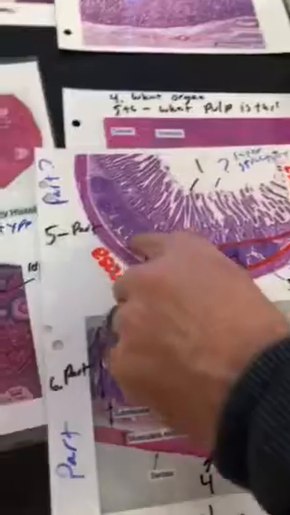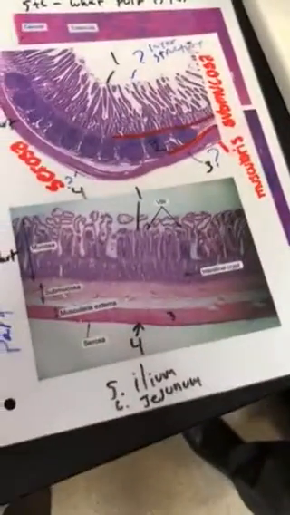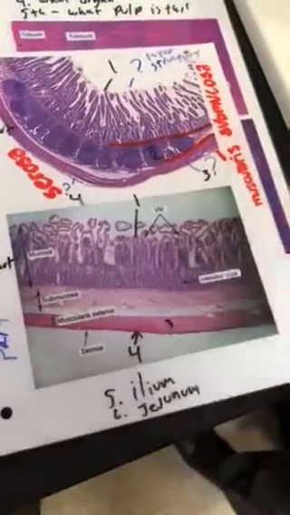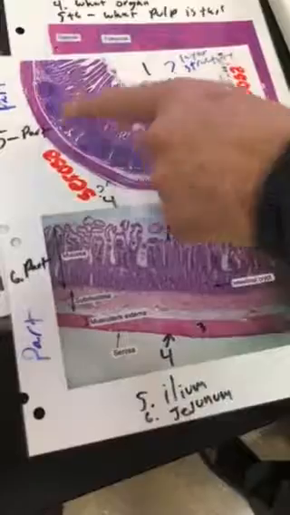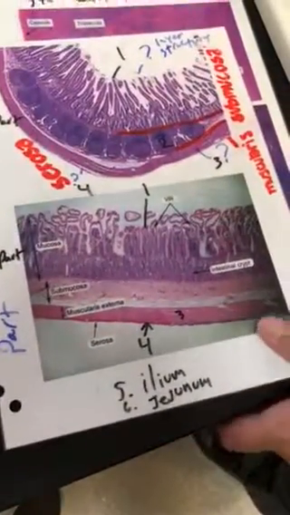This is an ileum. I can tell it's an ileum because there are lots of Peyer's patches. This is a jejunum because there's nothing in its submucosa. Where you have the Peyer's patches in the ileum, you have duodenal glands in the duodenum.